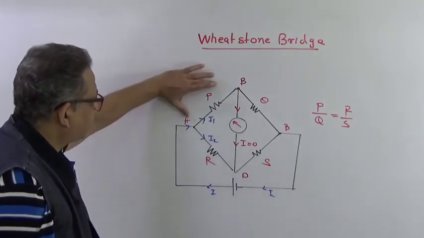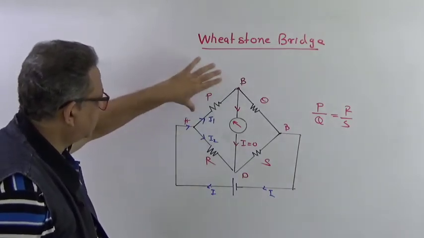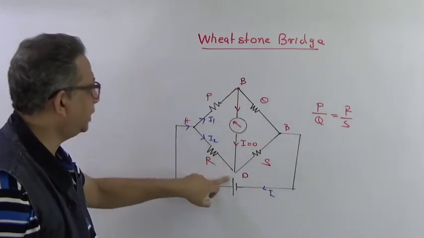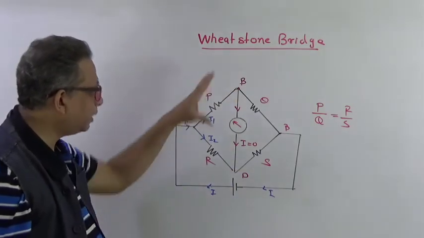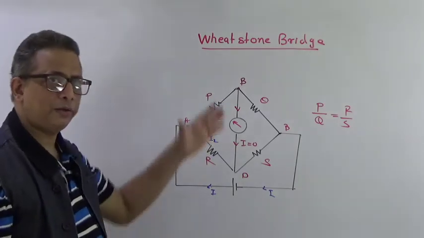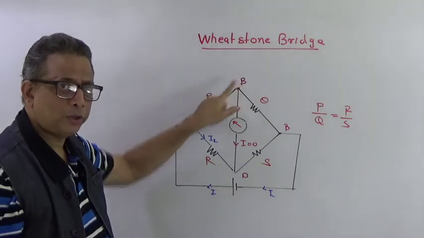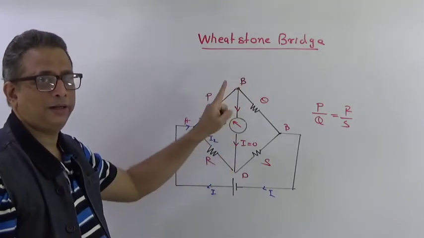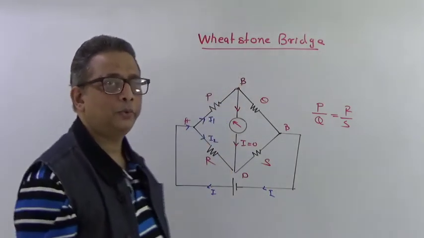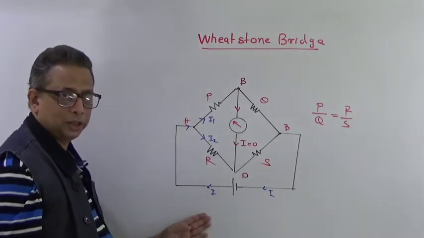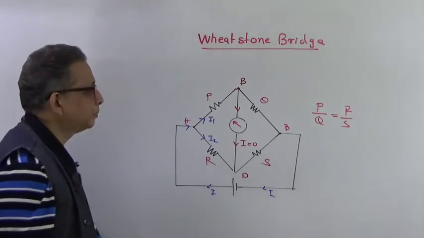So now, as I have said, the potential at B and the potential at D, in this configuration, whenever there is a difference of potential, there will be a flow of current. If D is at a higher potential and B is at a lower potential, then the current will flow in the opposite direction. It will always flow from a higher potential to a lower potential.